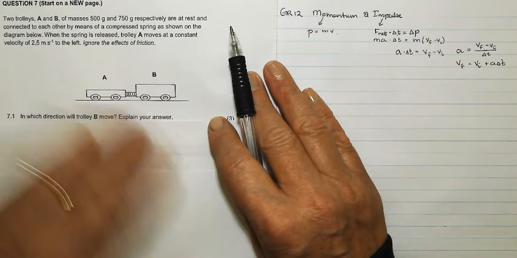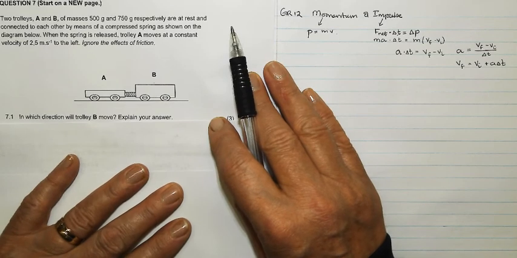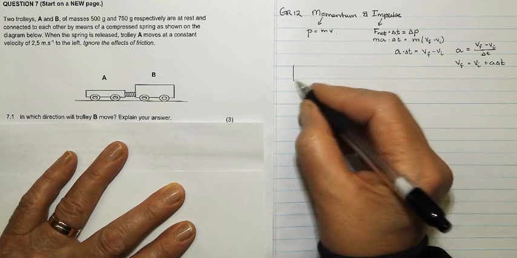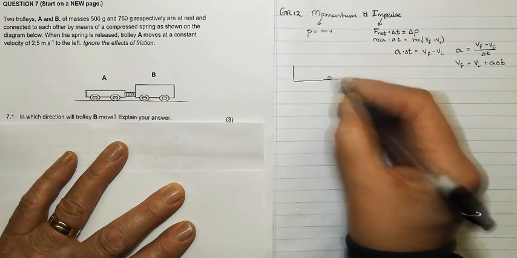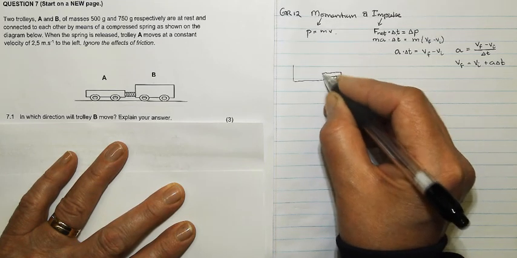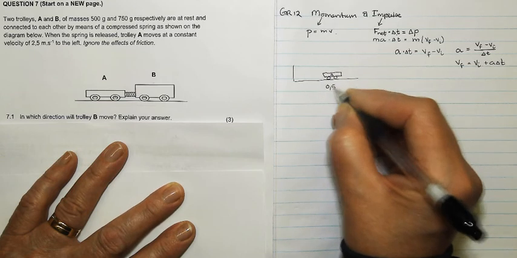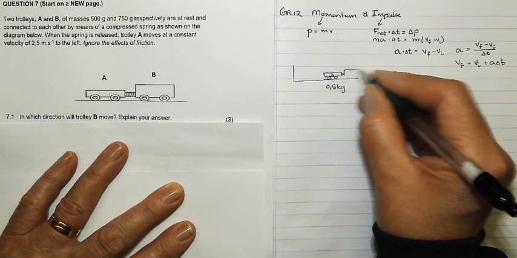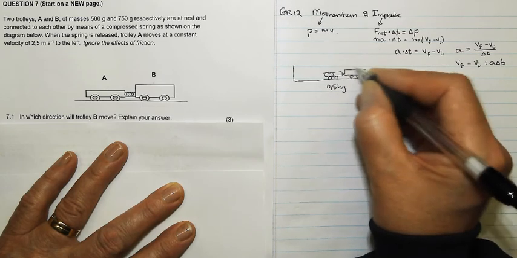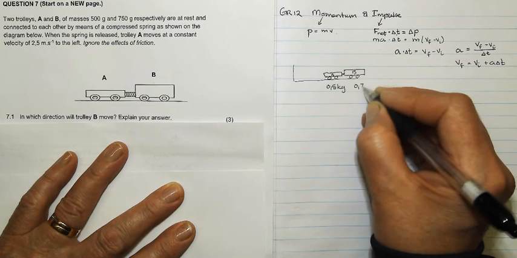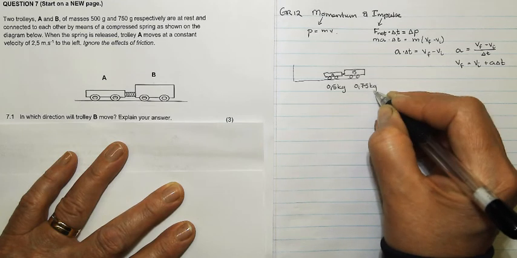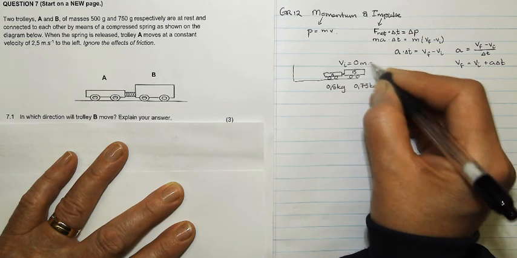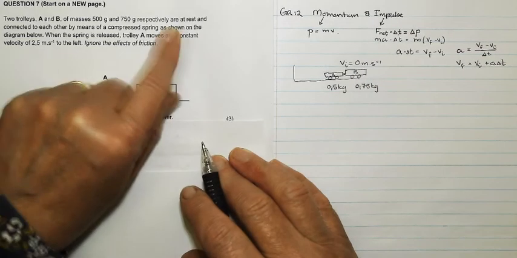So we've got two trolleys here, A and B, of masses 500 grams and 750 grams. Now that's illegal, they should use kilograms. So A has a mass of 0.5 kilograms, and there's a spring between the two trolleys. B has a mass of 0.75 kilograms, and their initial velocity is 0 meters per second because they are at rest.